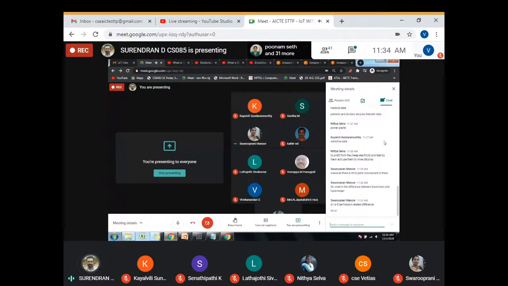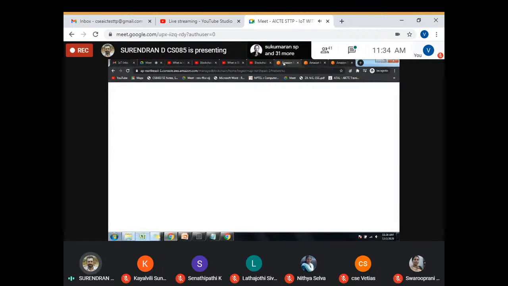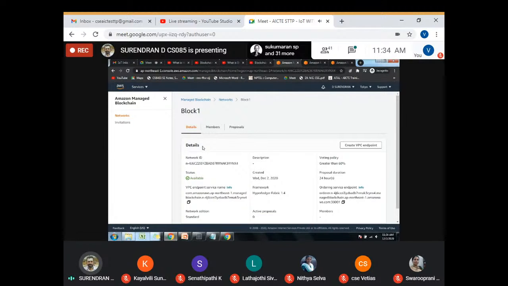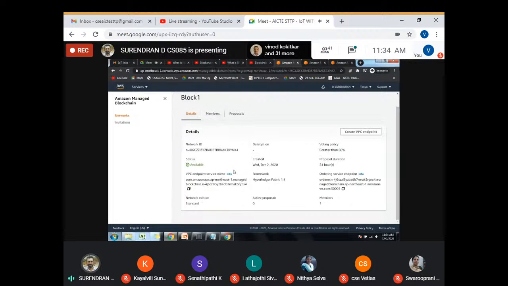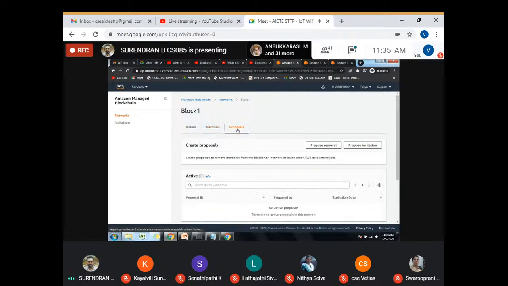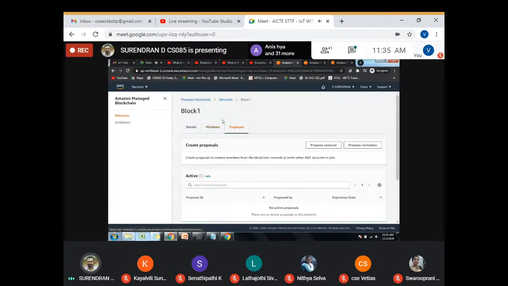Now from what I can do here as speaker, you see the block one is created. We have tried to create a blockchain network with block one. It is created, and the details are available, and you can add members and start creating your proposals, and adding the nodes. I don't know, but you can try it on your own.